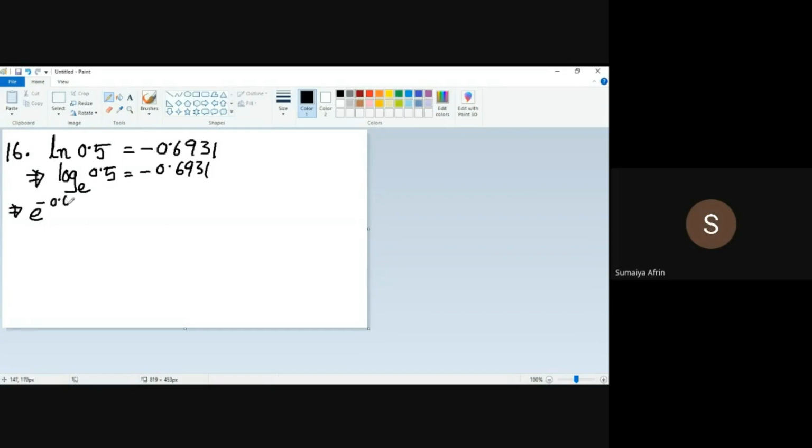What is the meaning of this thing actually? e to the power of something negative. So what can we write? 1 over e to the power 0.6931 equals 0.5, whose inverse is 0.6931.